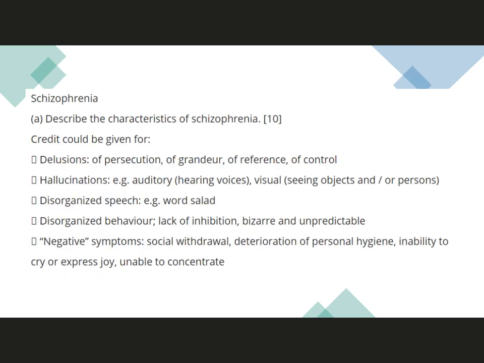So for the question, before the marking criteria, it states credit can be given for delusions of persecution, grandeur, reference, or of control, hallucinations with several different types, disorganized speech, which you can refer to as word salad as well. However, this would not be classified as correct terminology. This would. Disorganized behaviour, so this could be lack of inhibition, bizarre and unpredictable, and also some negative symptoms, and then you go on to speak about them. You can also describe anything else that is relevant, which has been missed out of this picture.